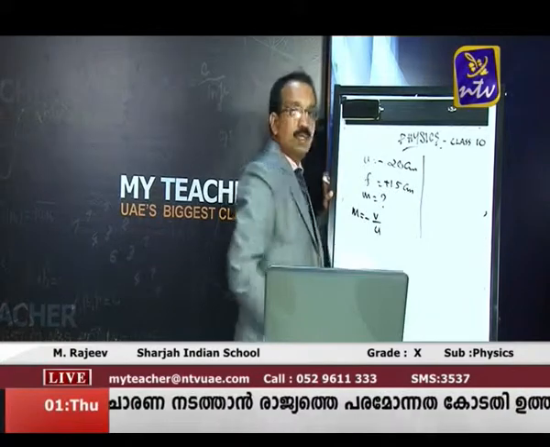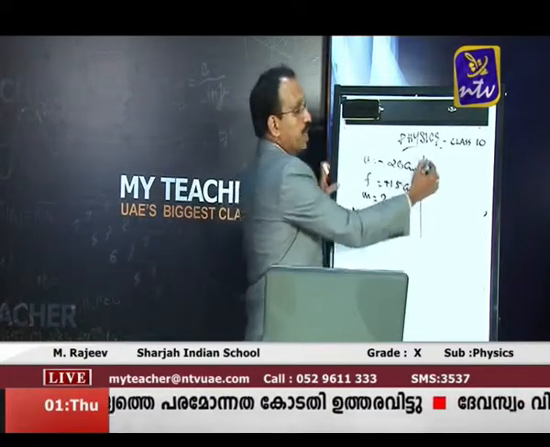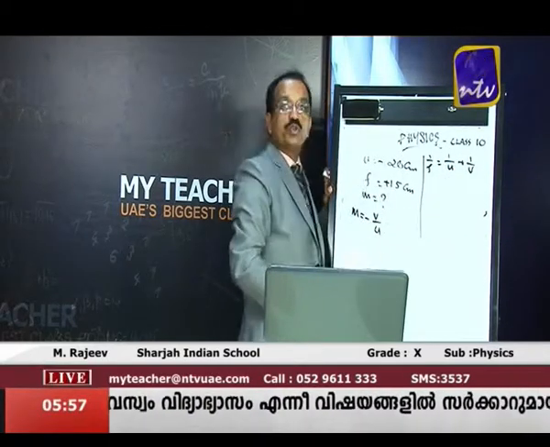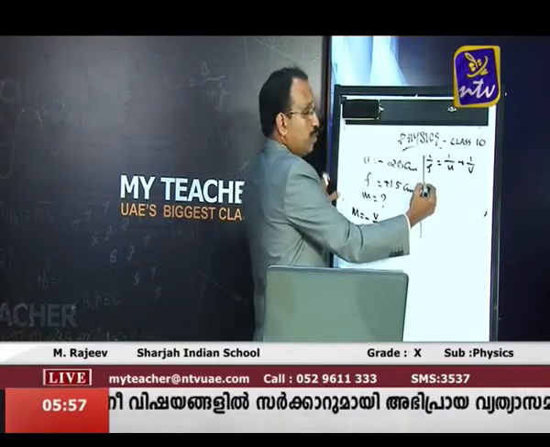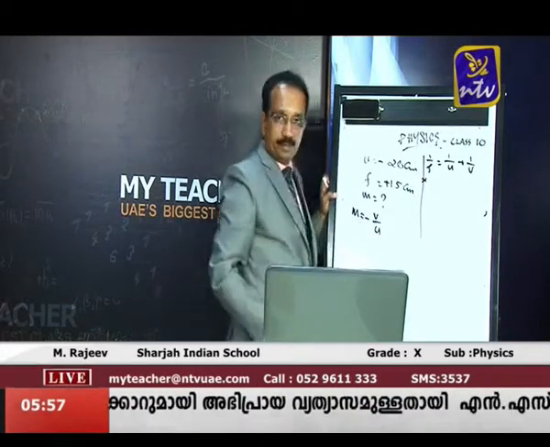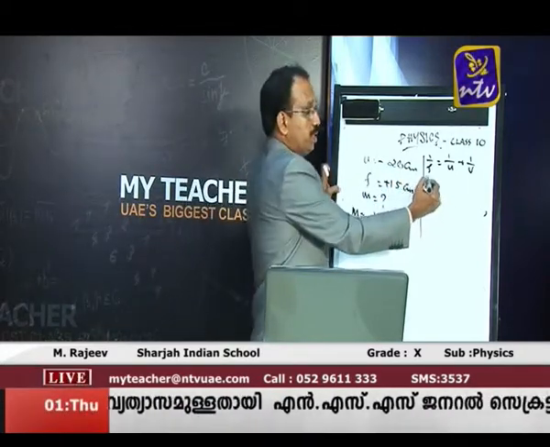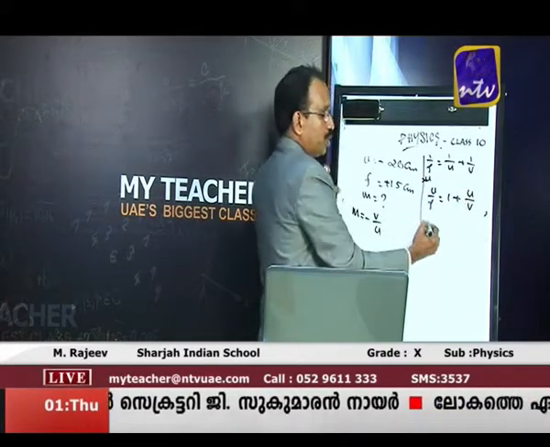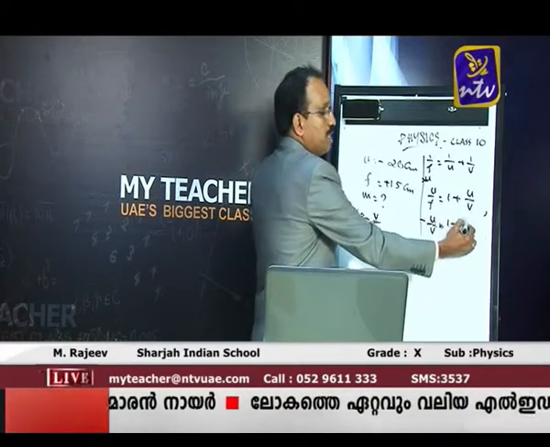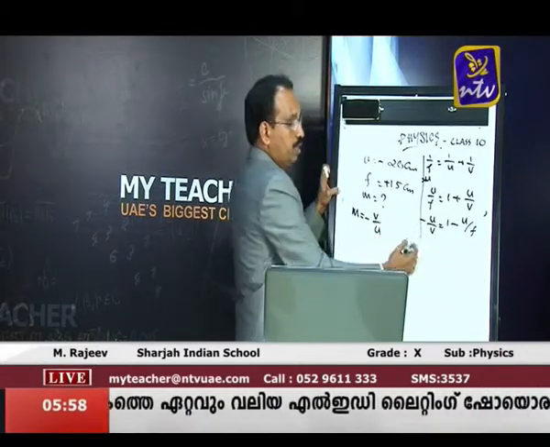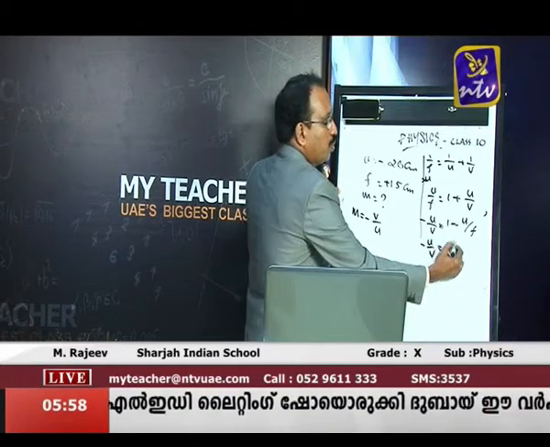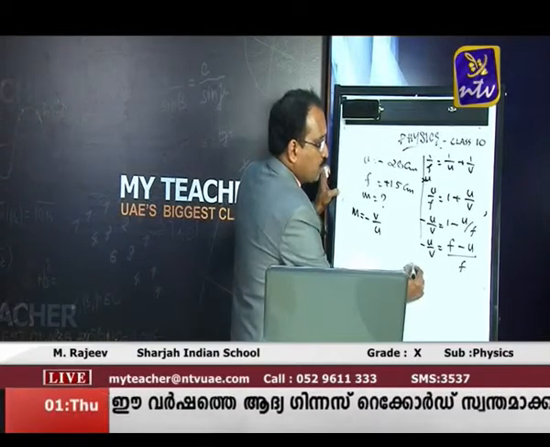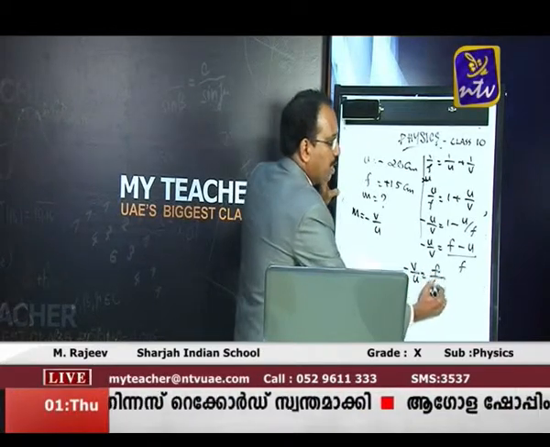I'll quickly tell you in a single step because the time is going to be up, so we will finish this question very fast. If you multiply throughout by U, we have U by F is equal to 1 plus U by V. So minus U by V is equal to 1 minus U by F. So minus U by V is equal to (F minus U) divided by F. So minus V by U is equal to F by (F minus U).